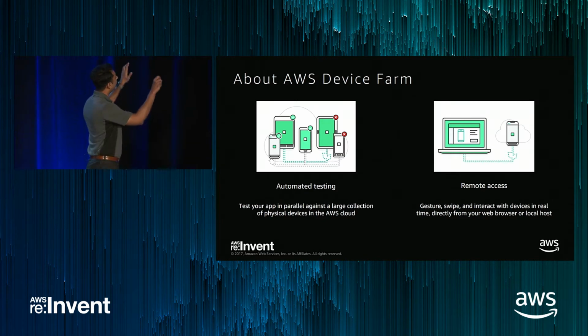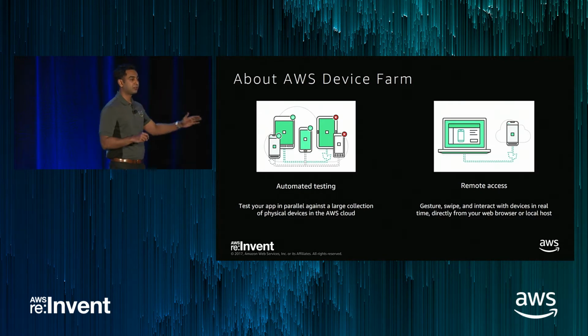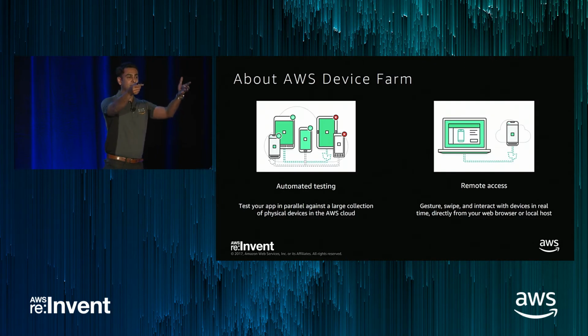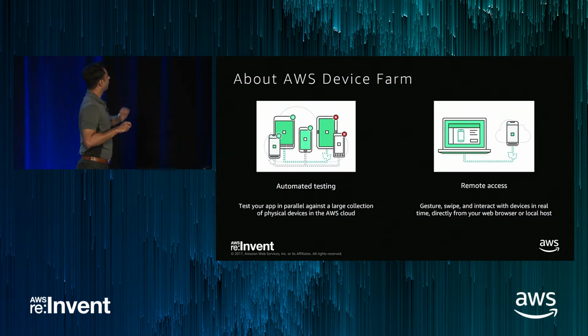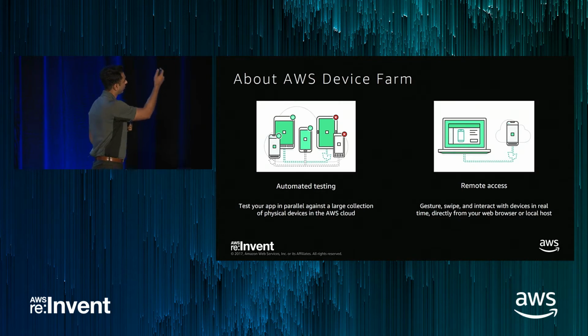So you can use it on a high level in 2 ways: your automated tests and your remote access. Automated testing is as simple as: I have my app, I have my test that I wrote, I'll give this to Device Farm, and Device Farm goes and runs this on the devices that I tell it to run on. So that's how you use automated testing, and I'll be doing a deep dive on the service. I'll show you the demo, how it works.